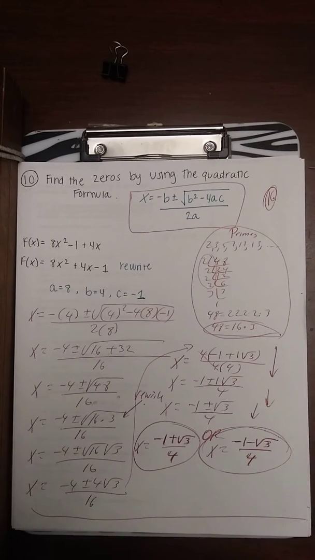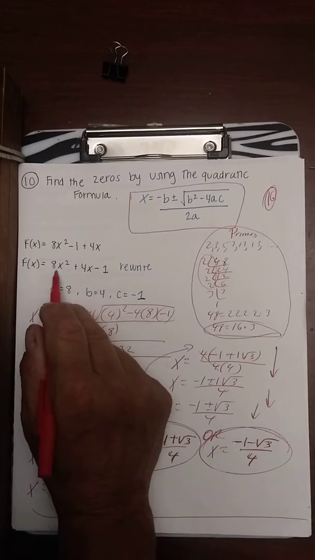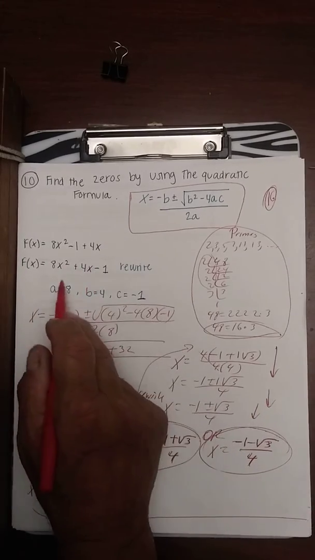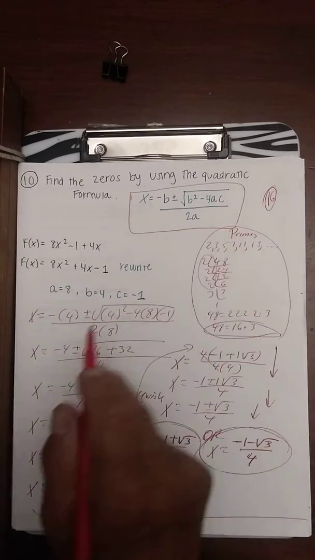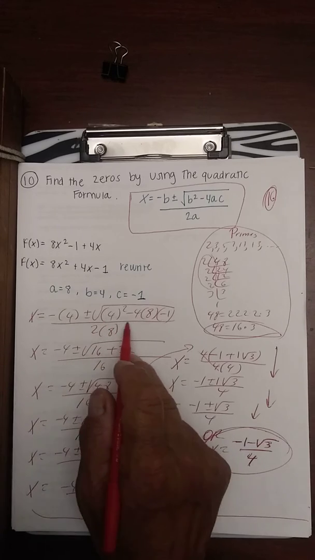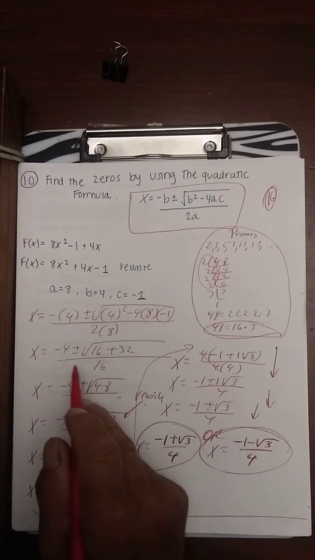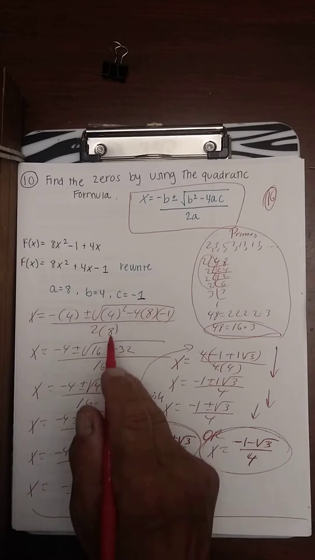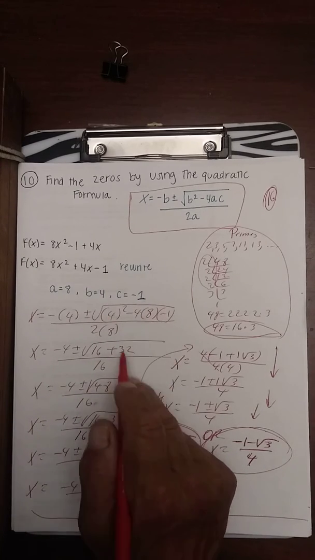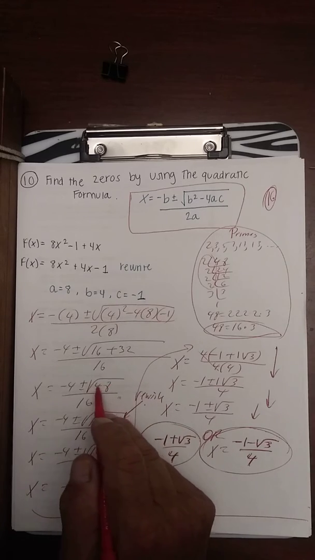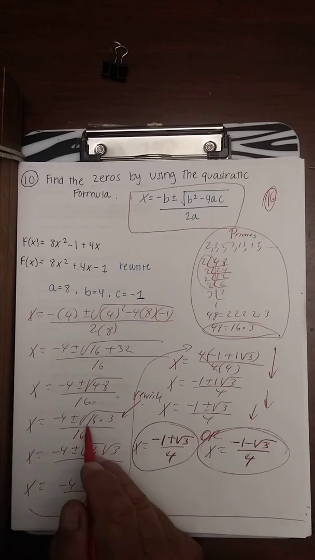Alright, let's solve this using the quadratic formula from the zeros. Alright, we can see that it's not the right form. We rewrite it: 8x squared minus 4x minus 1. A, B, and C coefficients right there. Put them in the quadratic formula. Negative B, which is negative of negative 4, plus or minus the square root of 4 squared, minus 4 times 8 times negative 1. 4 squared is 16. And negative times negative is positive 32. That's 48.